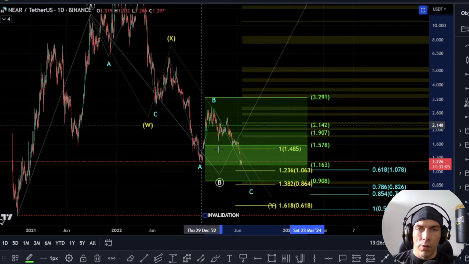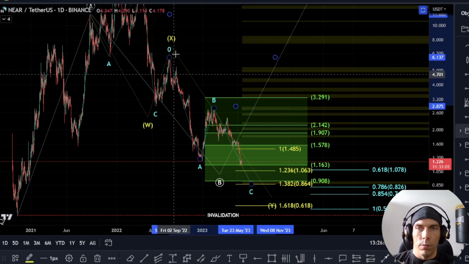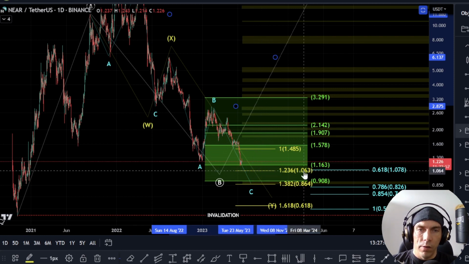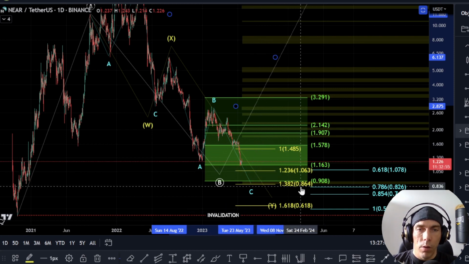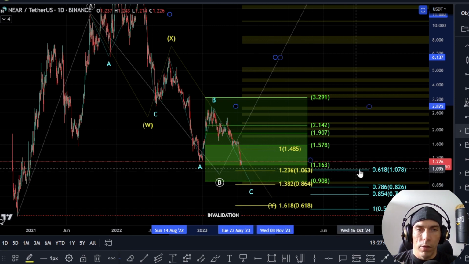Now, within this, we have some other target areas that could be quite interesting. If we're looking at this as a W, an X, and a Y, we've already come past this 1.21. We have the 1.236 at this $1.06, and we have the 1.382 at this 0.86 region. This one would be quite interesting to me, as well as the 1.236.